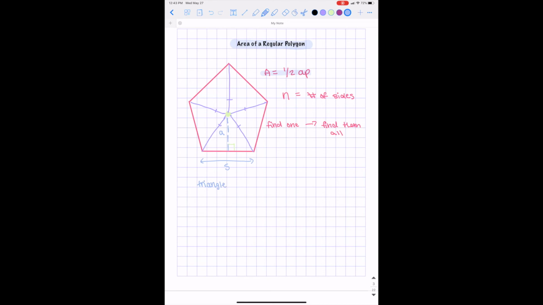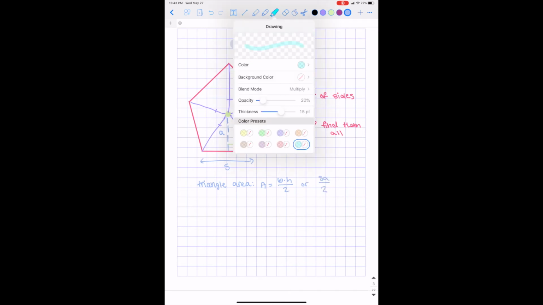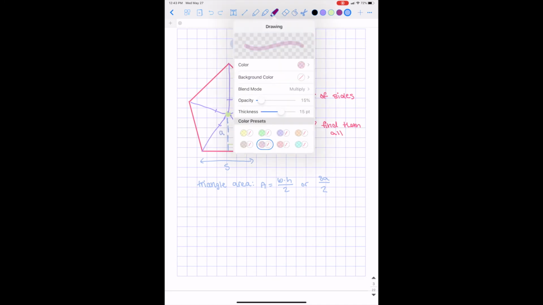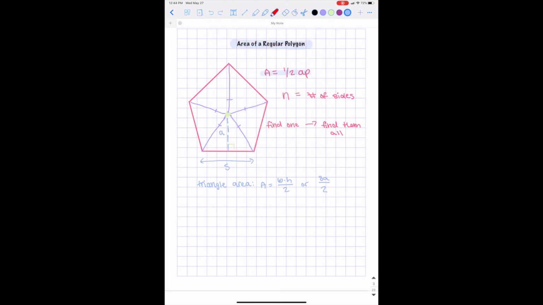So the first one is how we're going to find the area of one of the isosceles triangles. And that's going to be A equals b times h divided by 2, where I labeled this side as s and the apothem as a, or the height. And so you can also say s times a divided by 2. And then I'm just showing you clearly how those numbers and letters correlate.